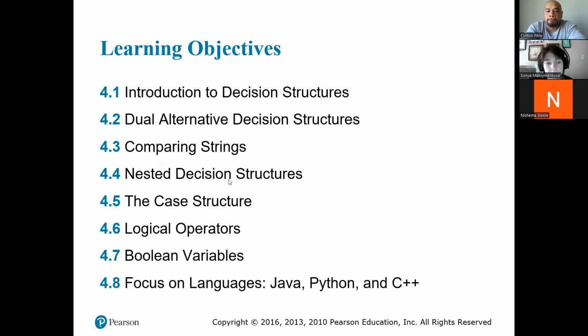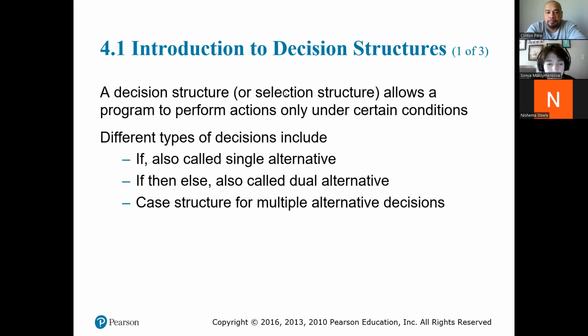All right, so these are the learning objectives that we're going to cover today up to 4.6, and then I'll look at the time. If I have time, I'll go over Boolean variables and how to use decision structures in Python. Even though we have a video on it already, I can go over it again.